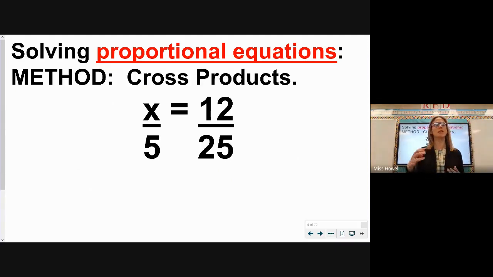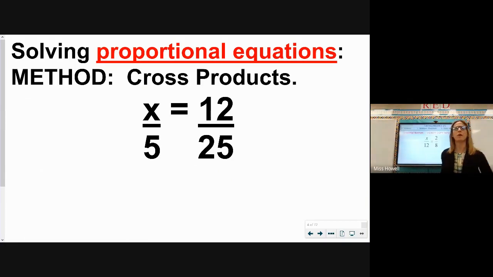In one of the four locations, can I use a method called cross products to help me solve for that variable or that unknown? Now, cross products is not our only method for solving proportional equations, but it is the method that we are focusing on right now. So I would like your steps to support this particular method for right now, called cross products.